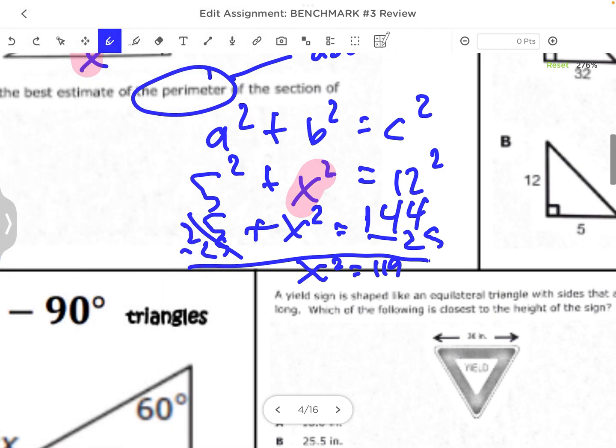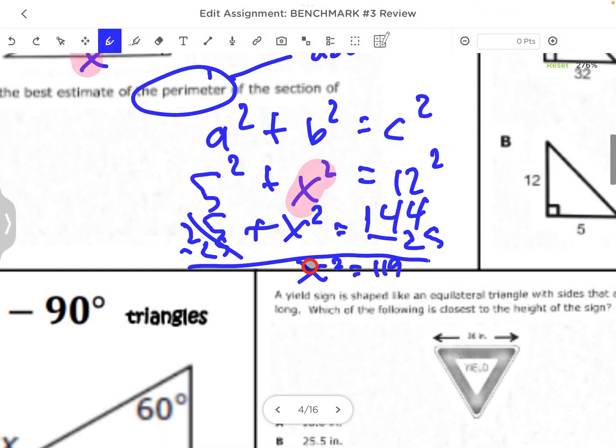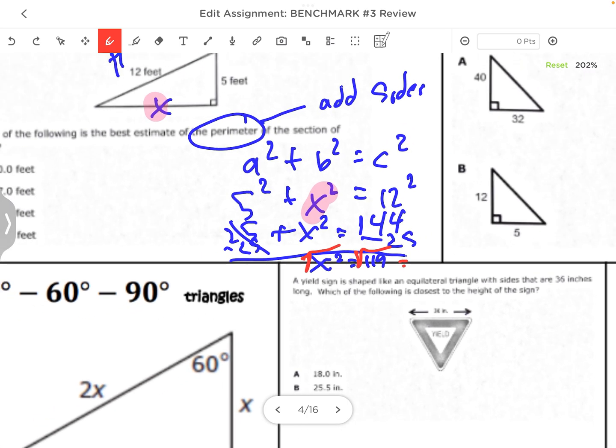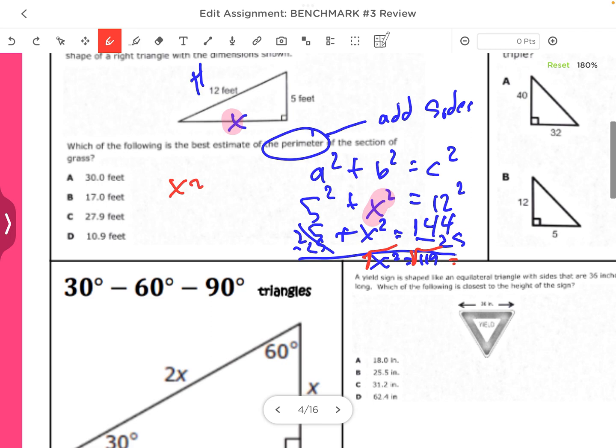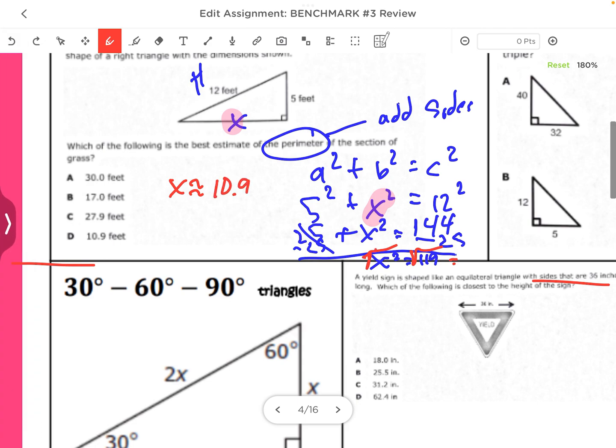Now, we don't want x squared, we want x, so we need to take the square root of that. Let's think about that. We're going to take the square root, so x is going to be approximately, let's just type that into our calculator, because we don't want a radical, we want a decimal answer. So square root of 119 is approximately 10.9. Now, a common mistake is to think it's that, but it's not. That's the third side. So don't be tricked by that.